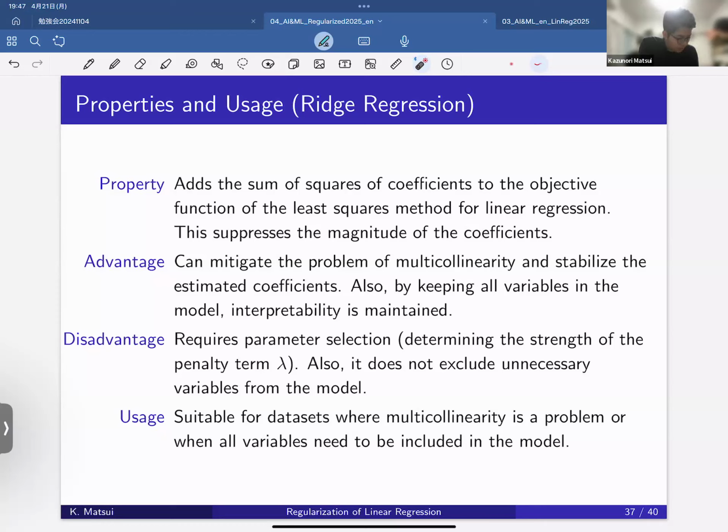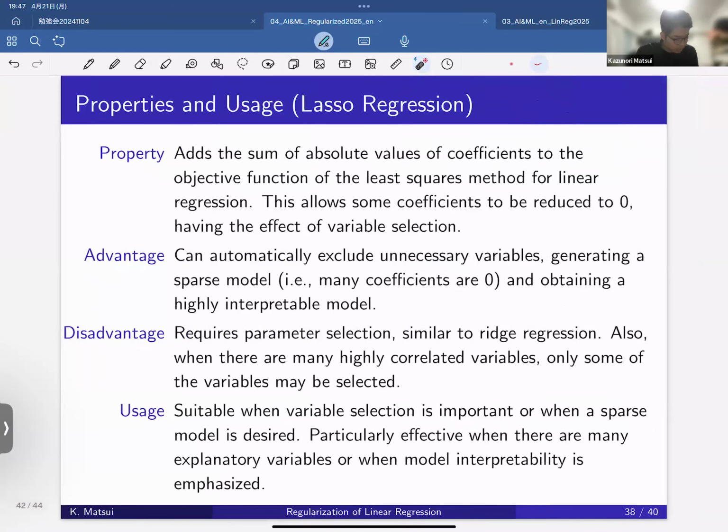For cases with many explanatory variables, lasso regression is a natural choice. It adds the sum of absolute values of the coefficients to the objective function of the least squares method. This enables variable selection.